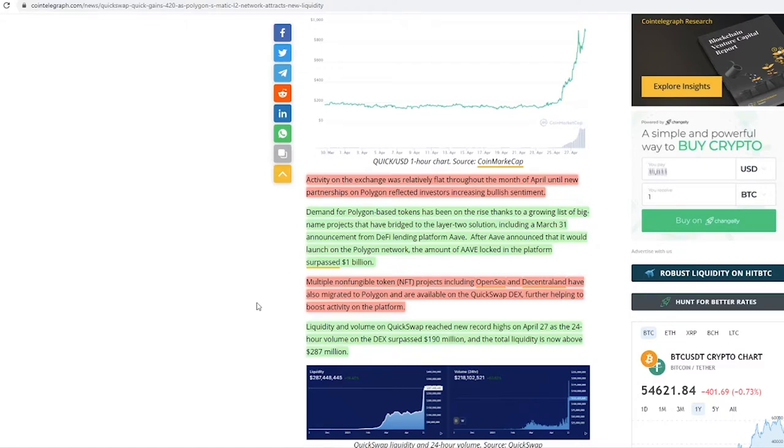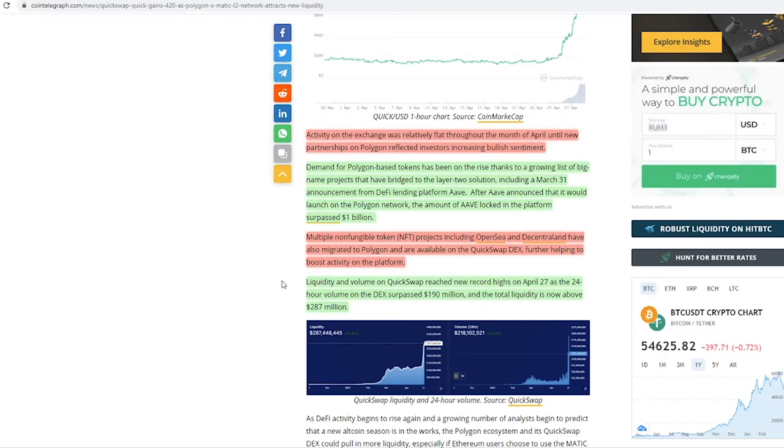bullish sentiment. Demand for Polygon-based tokens has been on the rise thanks to a growing list of big-name projects that have bridged to the Layer 2 solution, including the March 31st announcement from DeFi lending platform Aave. After Aave announced that it would launch on the Polygon network, the amount of Aave locked in the platform surpassed $1 billion. Multiple non-fungible token projects, including OpenSea and Decentraland, have also migrated to Polygon and are available on the Quickswap DEX, further helping to boost activity on the platform.